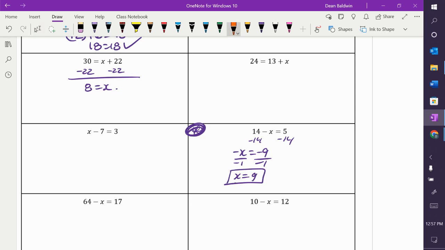The other way to do it is to move the x first. So if you go plus x, 14 is equal to 5 plus x. And then you subtract the 5. So I get 9 is equal to x. You get the same thing. It doesn't matter how you do it. Although sometimes it's easier to move the x's first to get them all positive, because later on there'll be multiple x's in the equation or multiple variables in the equation.